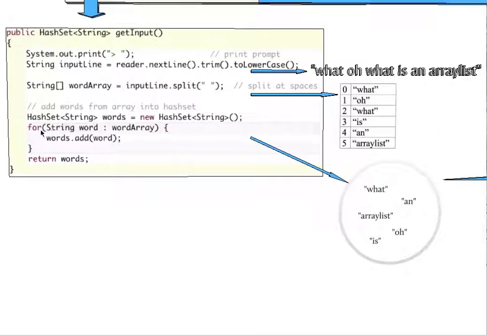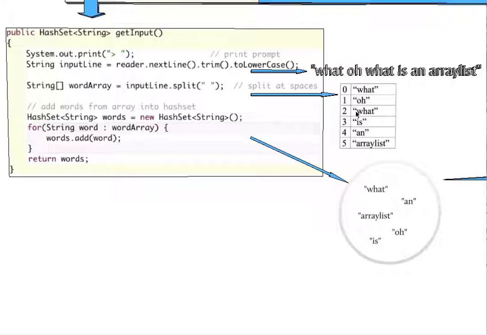And then we go through the word array with a for each loop, this guy over here, and we add the words that we find into the hash set, which I'm representing in this circle. So what gets added? O gets added. What? A key.